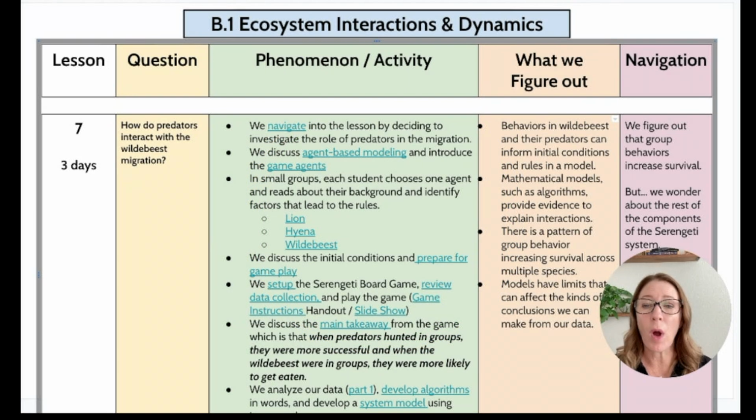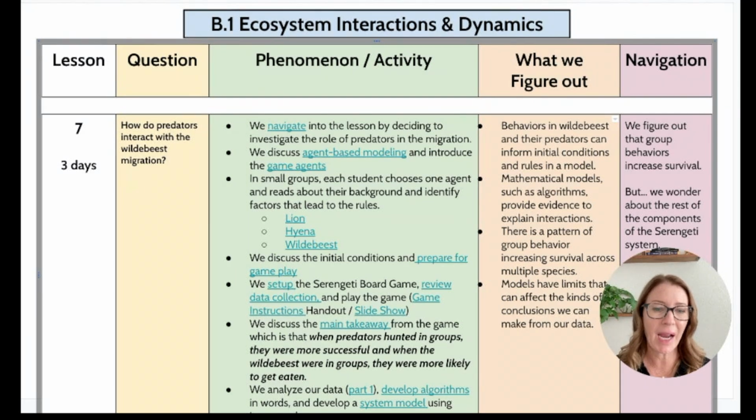In this video, I'm going to walk you through Lesson 7 of Unit B.1 from Open Syed. This is the lesson where we play the Serengeti game, the board game. And there's a lot of controversy over this lesson because the game takes a really long time to play. And we're really only developing one science idea, and that is that group behavior is beneficial to both predators and prey. So it's all around that DCI element of group behavior.